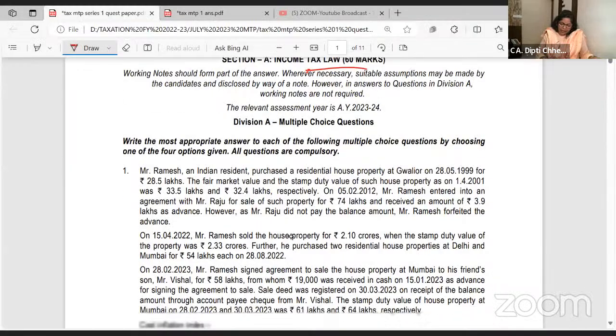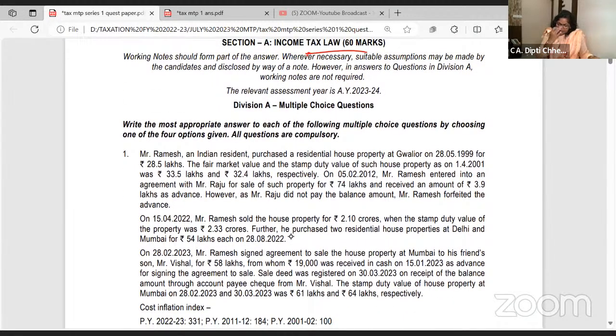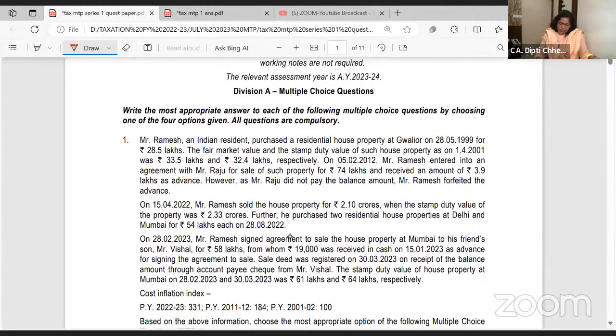But I assure you, in the coming 1.5 hours you will not only solve MTP, you will learn a lot of concepts here also. Okay, chill. Ramesh is an Indian resident, purchased a residential house in Gwalior for 28.5 lakhs.